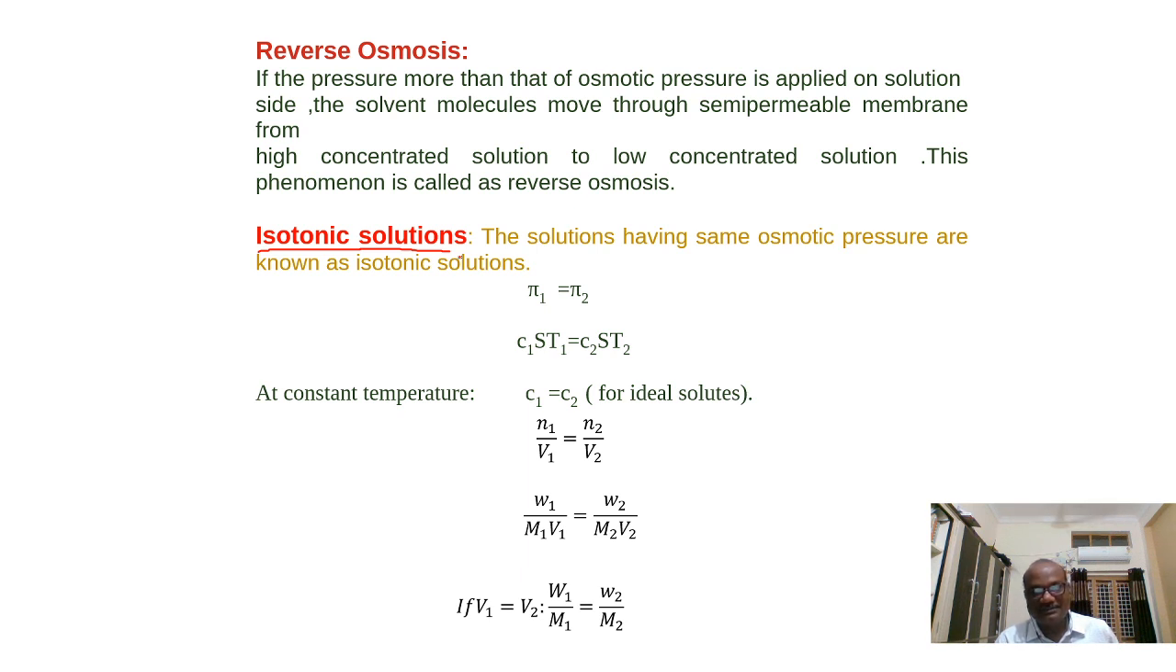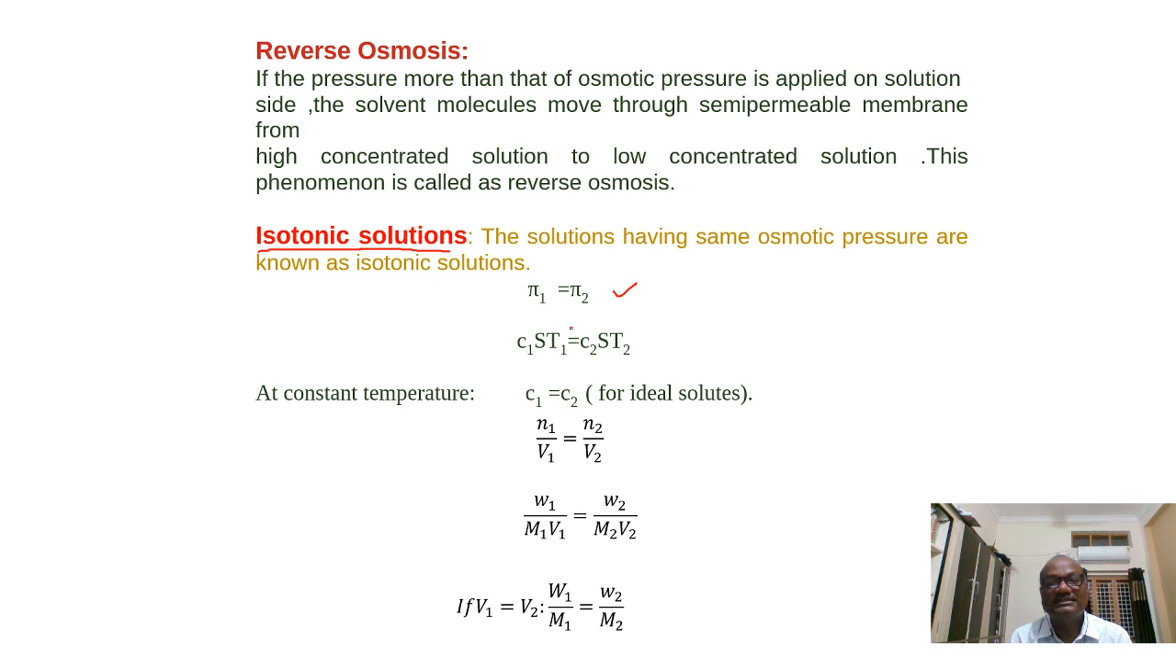So isotonic solutions will have the same osmotic pressure. The condition is pi 1 is equal to pi 2. According to the van't Hoff equation, pi is equal to CST, so C1 ST1 is equal to C2 ST2. C1 is the molarity of the first solution, T1 is the absolute temperature of the first solution, C2 is the molarity of the second solution, and T2 is the absolute temperature of the second solution.